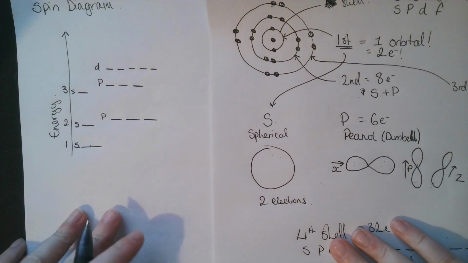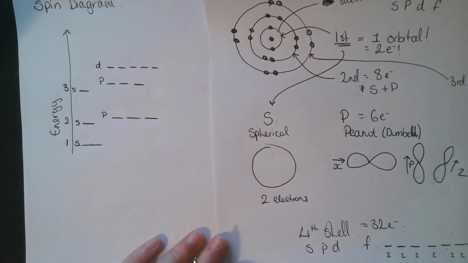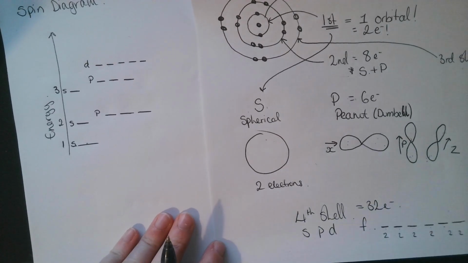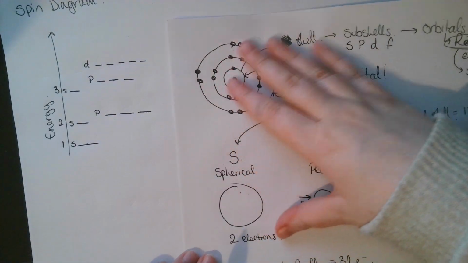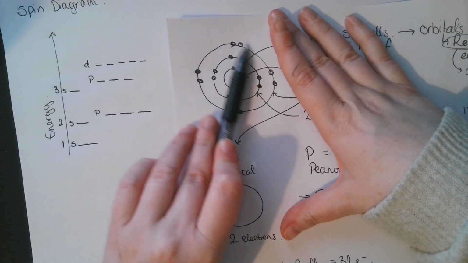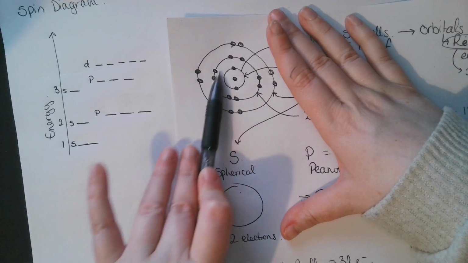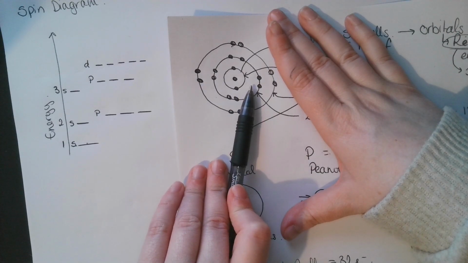I'm not going to cover 4, okay, because that's where things get a bit complicated. But instead of depicting our atoms like this, we begin to move on to something called SPD notation.